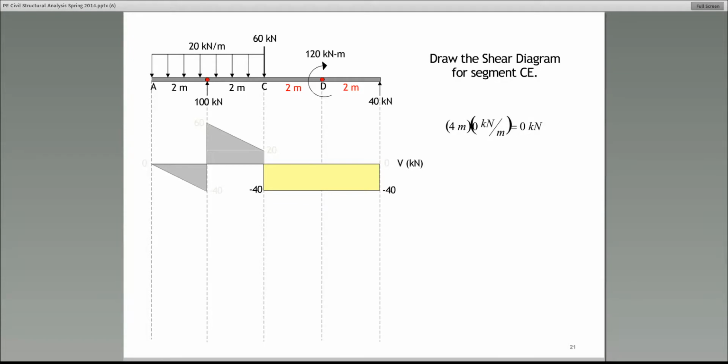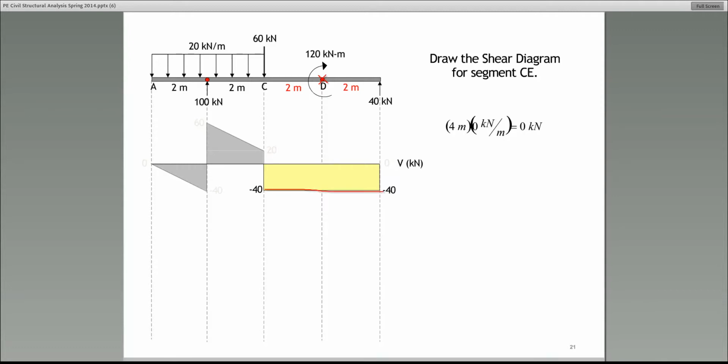Now, at the point D, we have this concentrated moment or a free moment acting on the beam. Please remember, if you have a concentrated moment like that, a free moment, it causes pure rotation and it has no effect whatsoever on the shear. Therefore, the shear stays negative 40 all the way from C to E, to that support E.